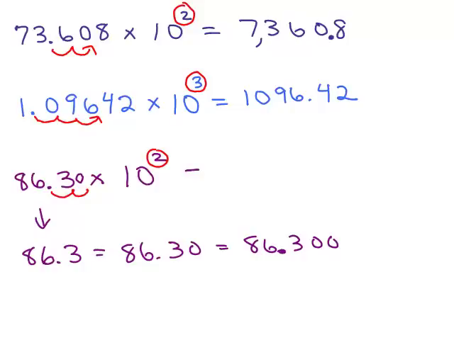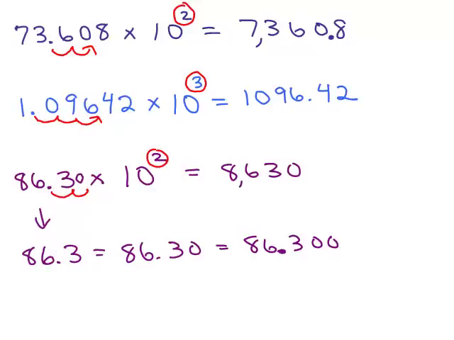So the answer here is going to be 8630. So this is just practicing multiplying by powers of 10, where we've got a whole number for the exponent. Okay, it's a little shortcut.